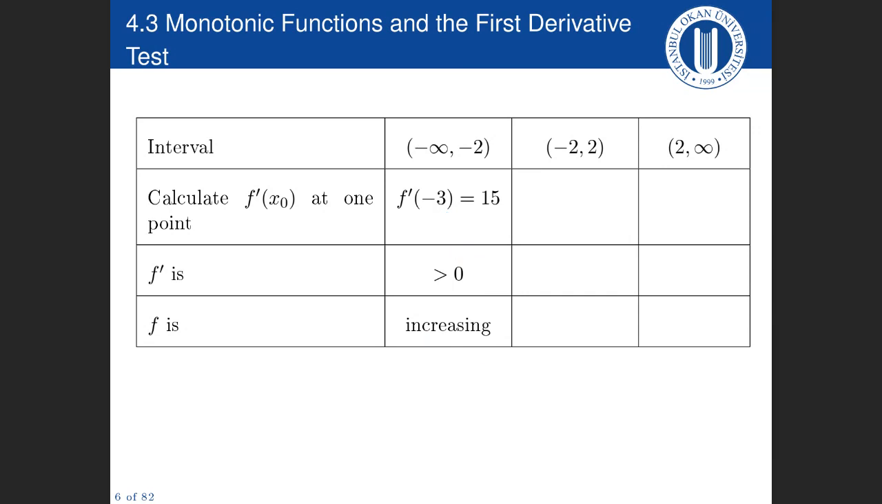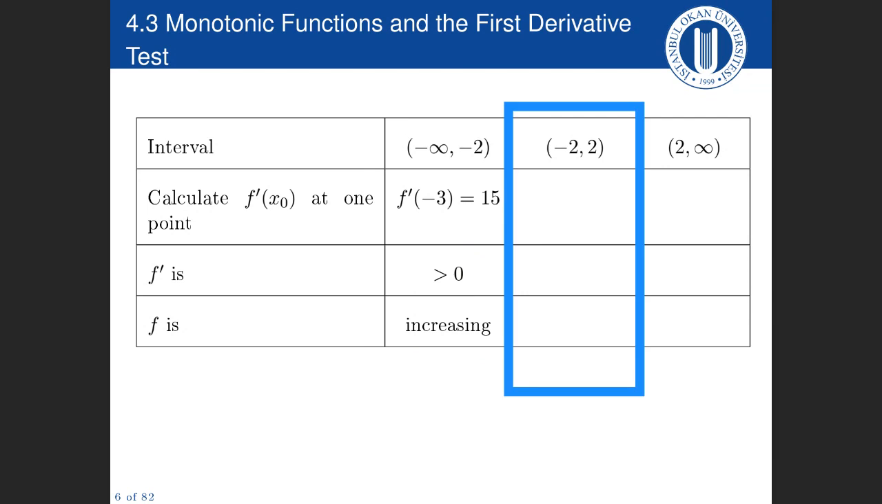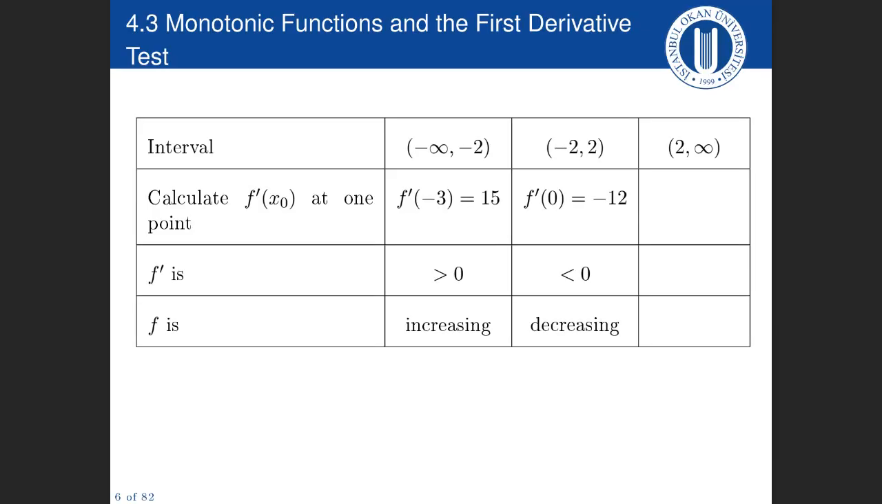Next, let's look at this middle interval between minus 2 and 2. The number 0 is between minus 2 and 2, and f prime at 0 is equal to minus 12. Again, you can check that later. Minus 12 is a negative number. That tells us that f prime is always negative between minus 2 and 2. So here the function is decreasing.